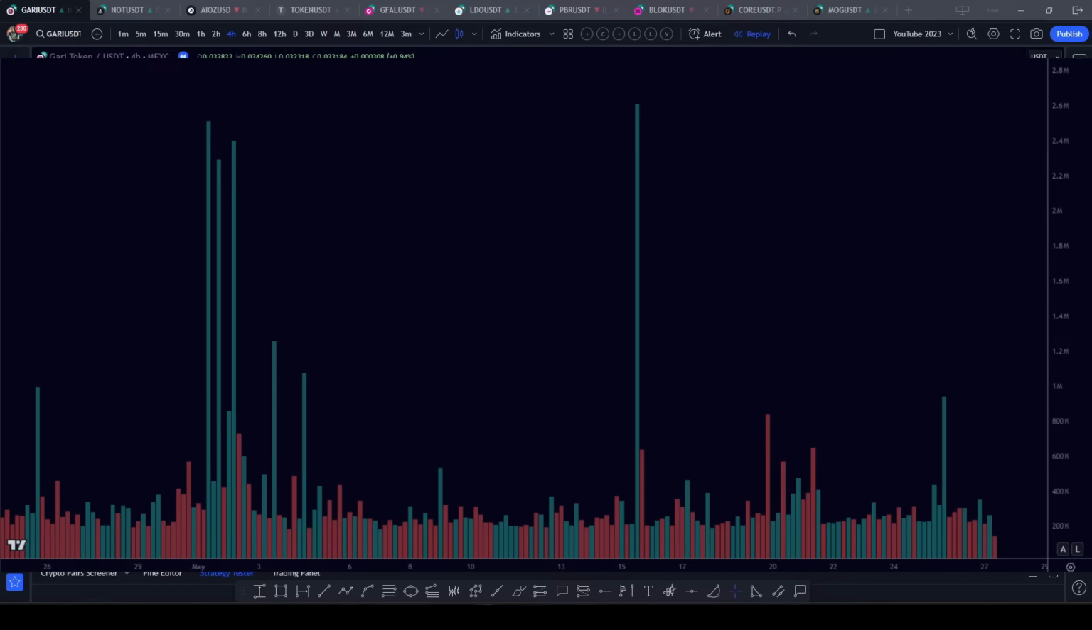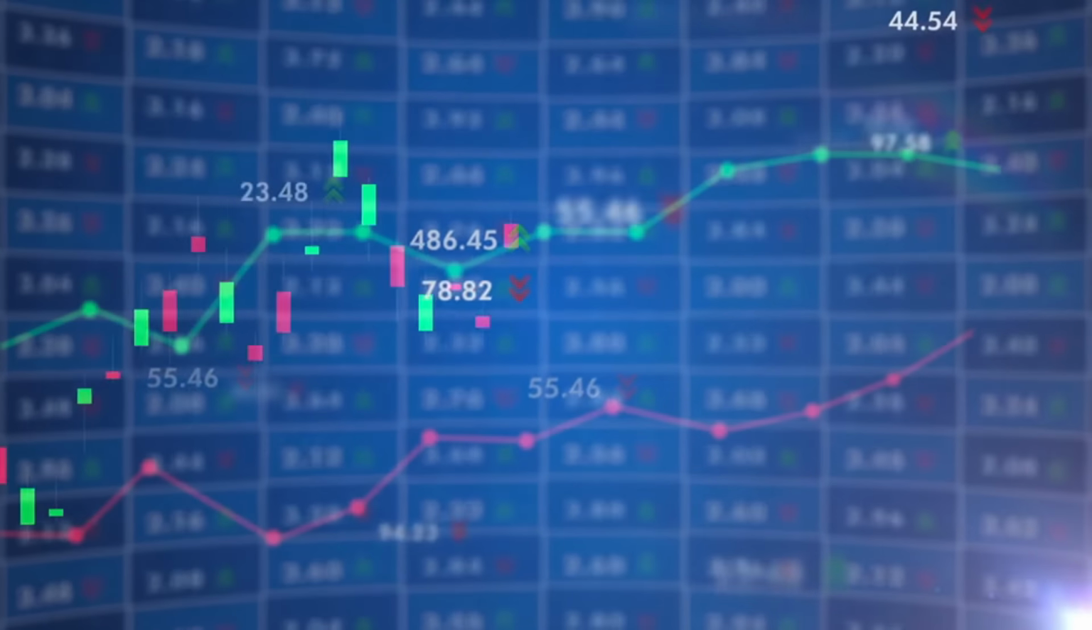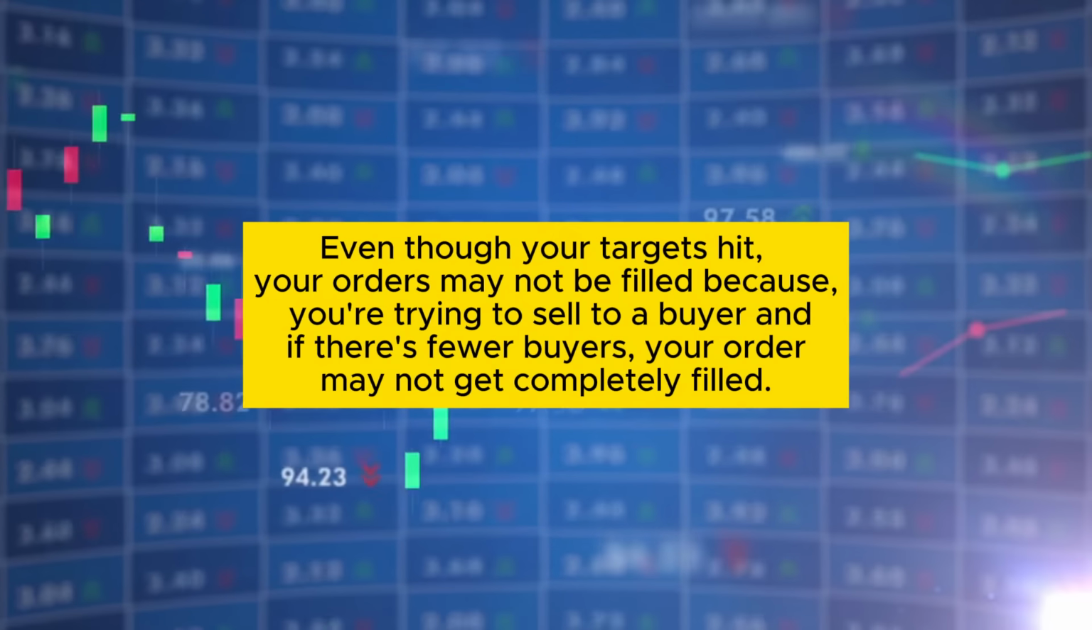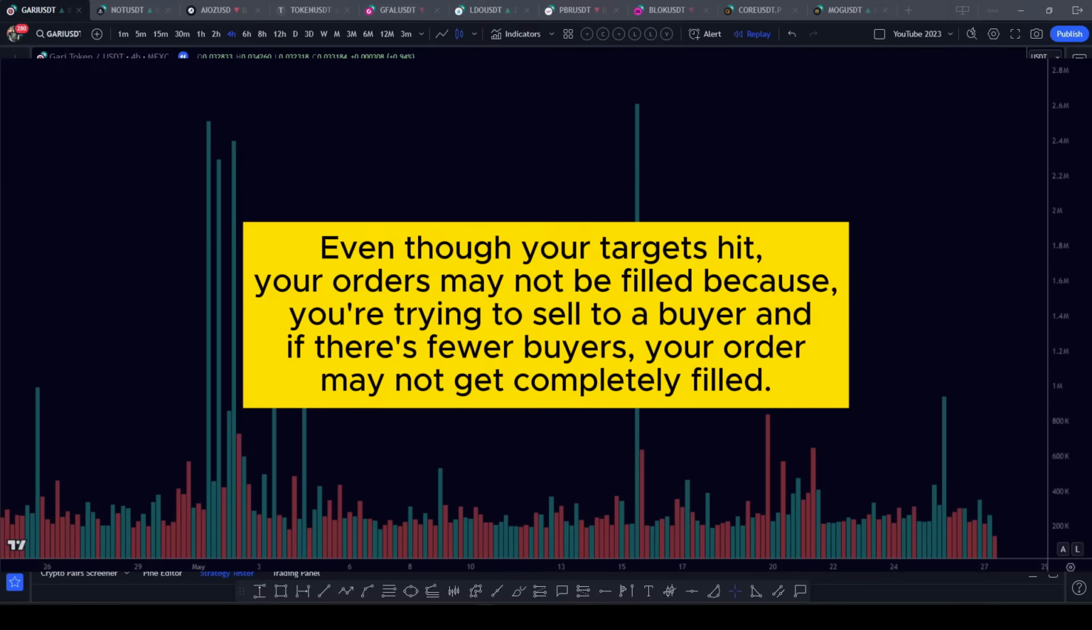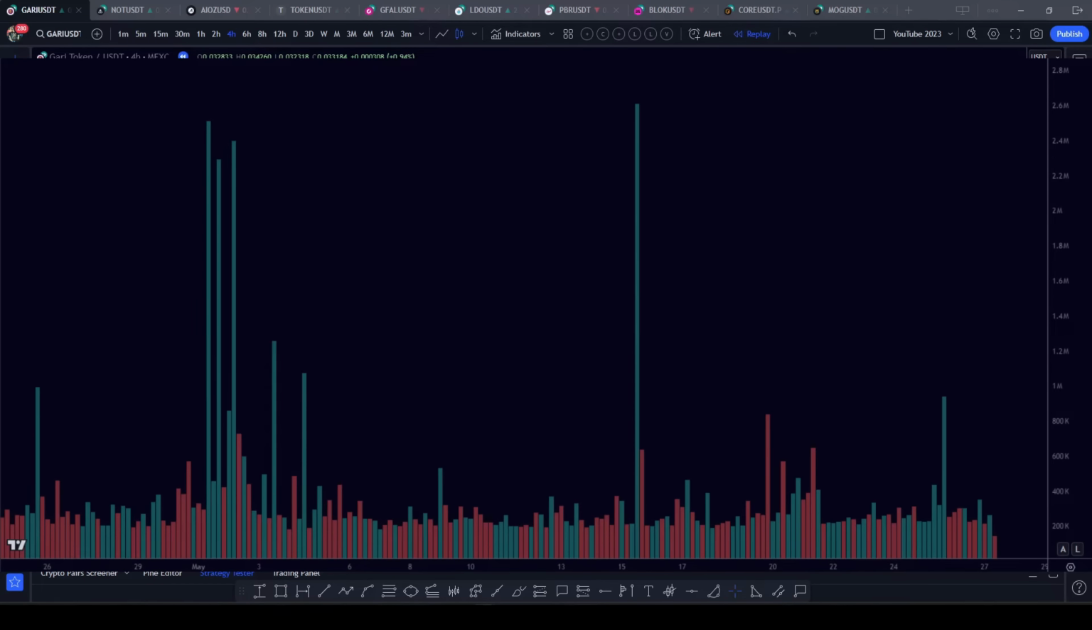Now, if you're selling, for example, you have 3 targets, but the liquidity, buyers in this case, is very low. Even though your targets hit, your orders may not be filled because, again, you're trying to sell to a buyer, and if there's fewer buyers, your order may not get completely filled. So then you may have to increase your targets from, let's say, 3 to maybe 7 or more, depending on the amount of tokens you're trying to sell. And all of this is displayed in the order book.